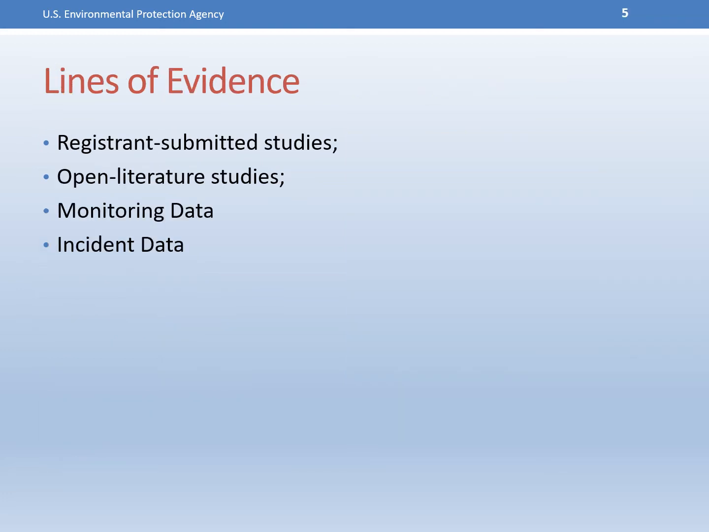The risk assessment process relies on multiple lines of evidence, which include registrant-submitted studies, open literature studies that meet the agency's standards, monitoring data, and incident data. The incident data come to EPA through the general public, regulated industry, and state and tribal lead agency investigations of pesticide-related incidents.